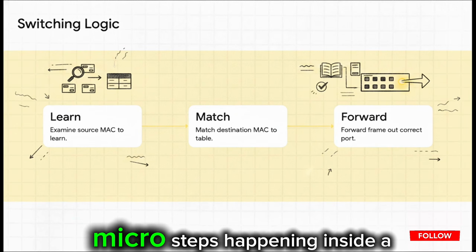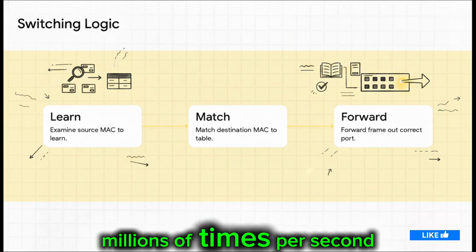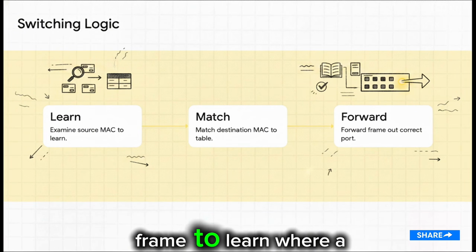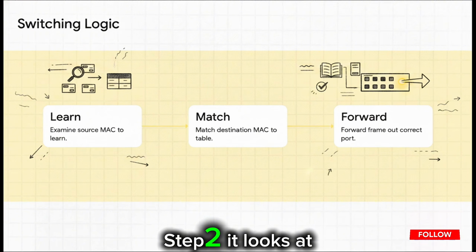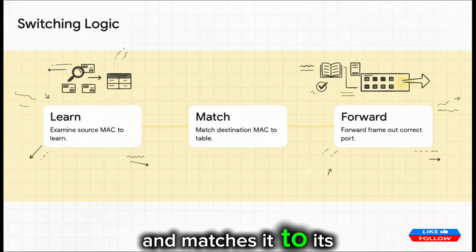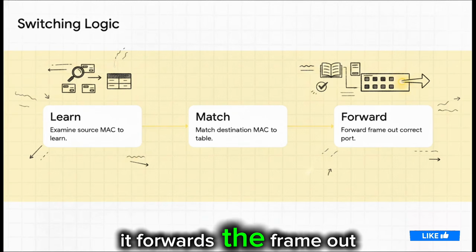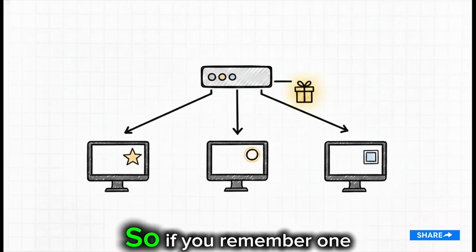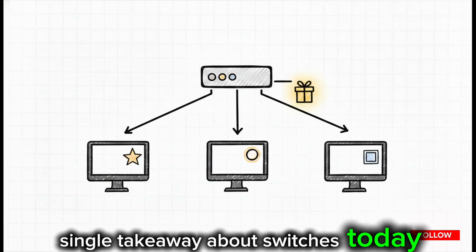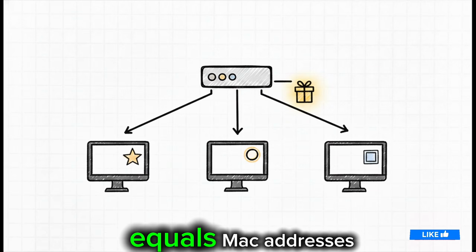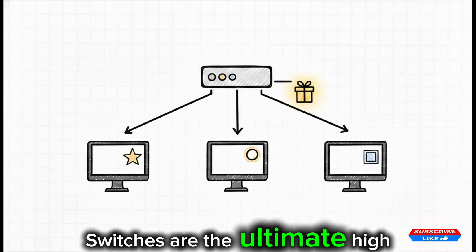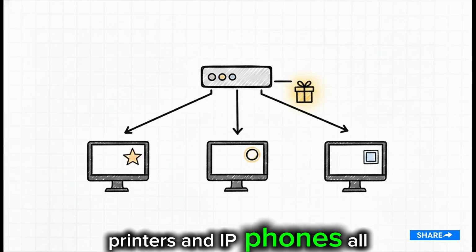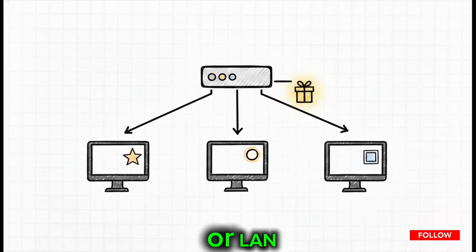Here are the fast-paced microsteps happening inside a switch millions of times per second. Step 1. It examines the source MAC address of an incoming frame to learn where a device lives. Step 2. It looks at the destination MAC address and matches it to its internal table. And Step 3. It forwards the frame out only to the correct destination port. It completely leaves the rest of the network alone. So if you remember one single takeaway about switches today, it should be this: switch equals MAC addresses. Switches are the ultimate high-speed controllers for connecting devices, like our PCs, printers, and IP phones, all inside a local area network, or LAN.